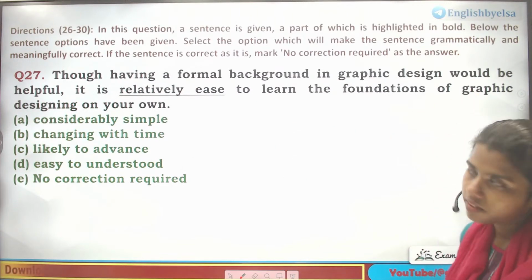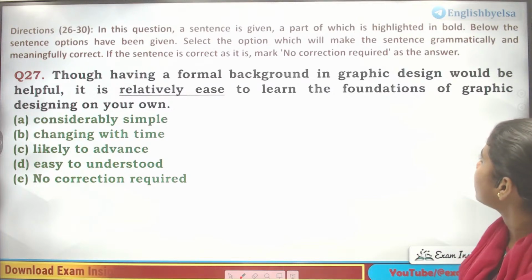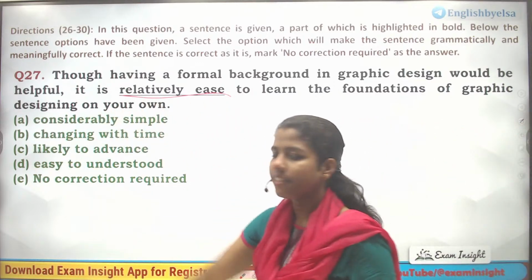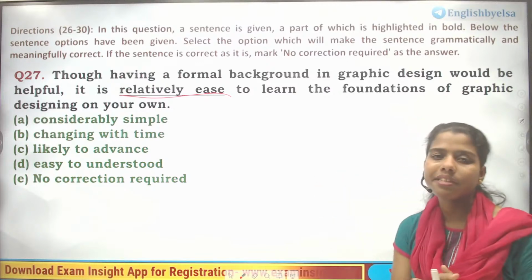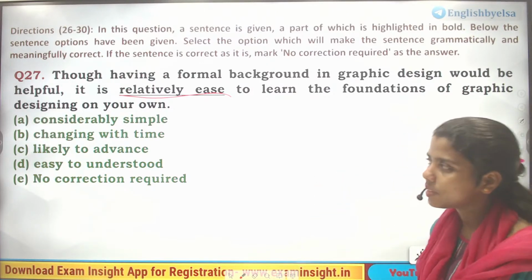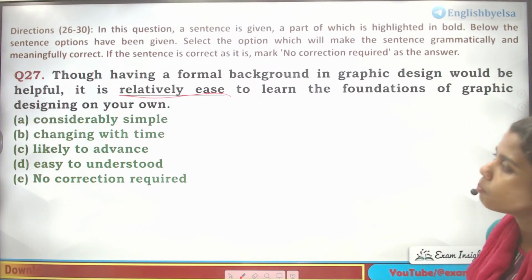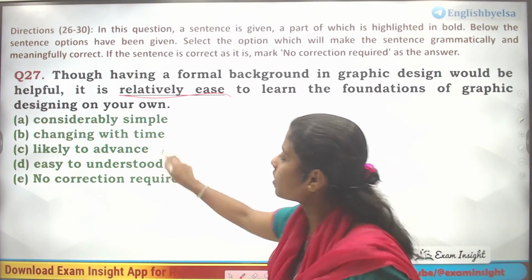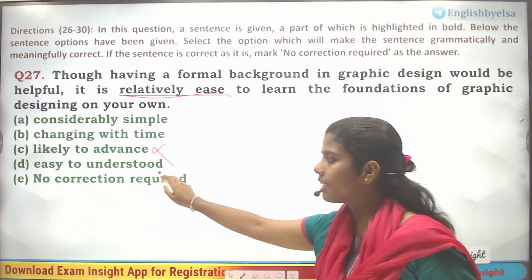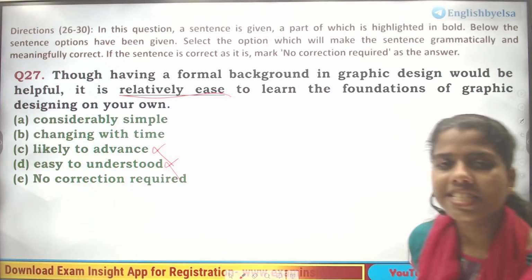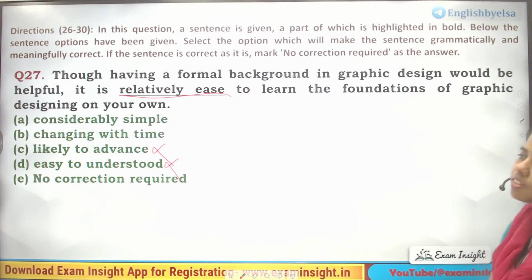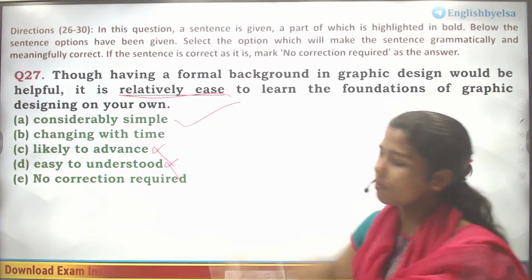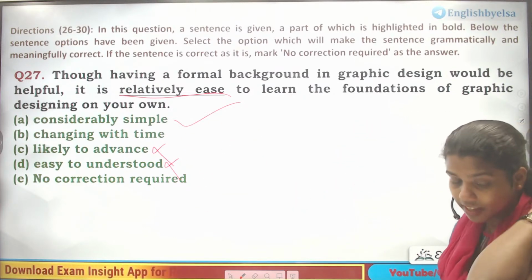Moving to the next one. Though having a formal background in graphic design would be helpful, it is relatively easy to learn. Yes, this is incorrect. By reading the sentence I understood the written words are incorrect. I need to replace it with something. It is considerably simple to learn, changing with time to learn, likely to advance to learn, too advanced to learn. First thing, to is followed by V1. C and D are gone, either A or B. To learn, changing with time to learn, considerably simple to learn. Option A will be considered the correct answer for question number 27.